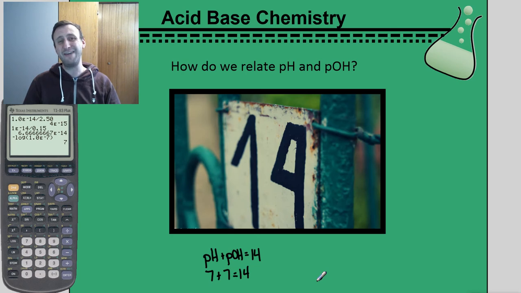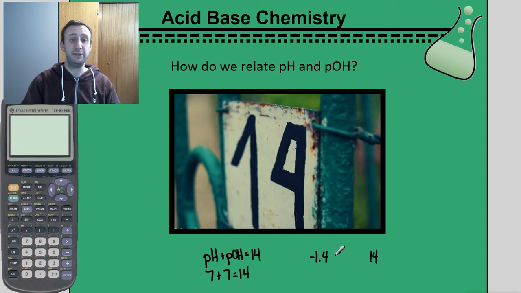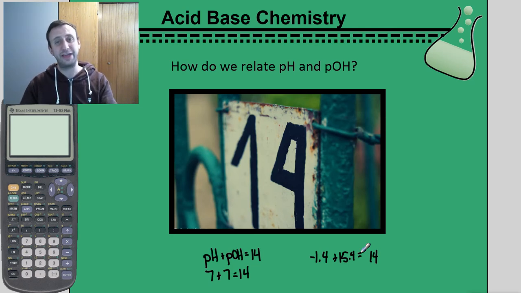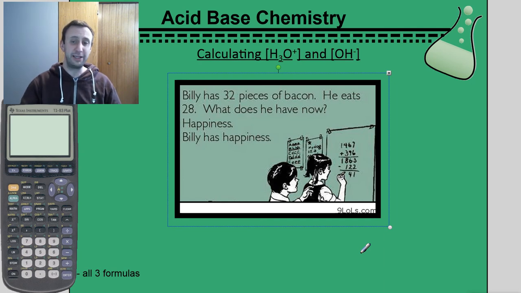A reminder that I can have pHs and pOHs that are negative, so the scale of 0 to 14 can be exceeded. For example, concentrated sulfuric acid has a pH that's actually lower than -1, between -1 and -2. So if I have a pH of, let's just throw it out here, -1.4, then in order to get 14, my pOH would have to be 15.4. So I can have pHs and pOHs that are negative, but they always add up to 14. So I have another law here to get between all this.